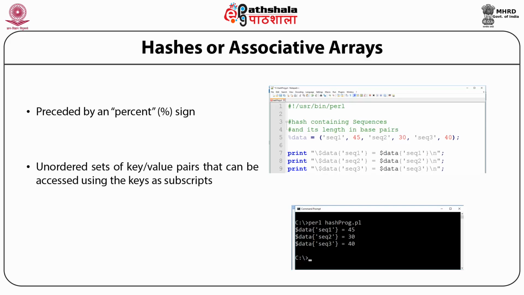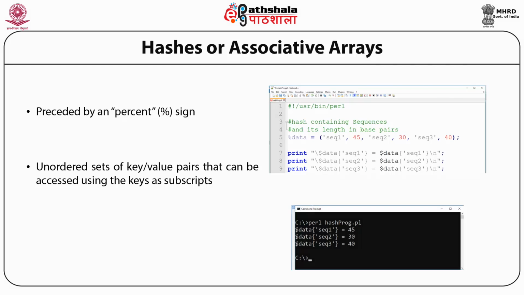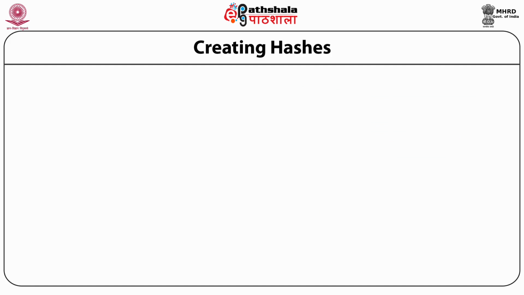Hashes are created in one of two following ways. In first method, we can assign a value to a named key on one-by-one basis. For example, $data{"seek1"} equal to 45. It is the first element of the hash. Then second element can be assigned as $data{"seek2"} equal to 30, and third will be $data{"seek3"} equal to 40. In the second case, we use a list which is converted by taking individual pair from the list. The first element of the pair is used as the key and the second as the value.